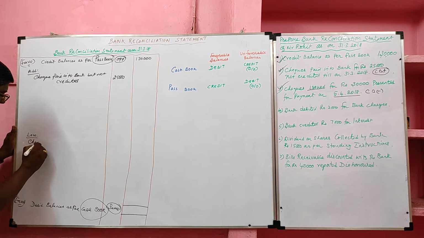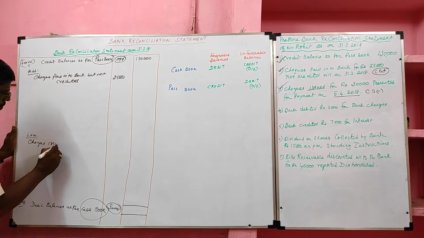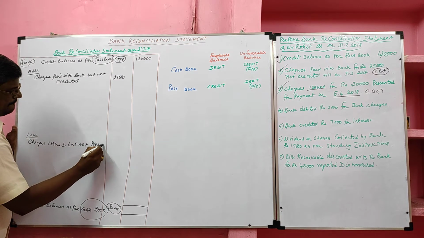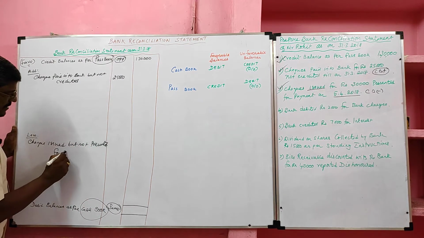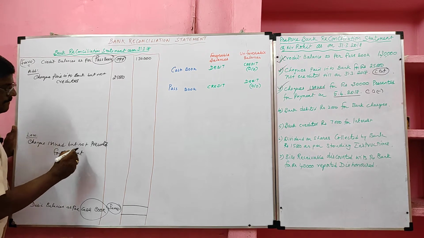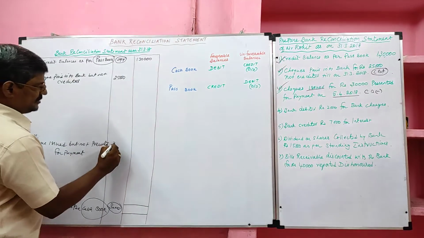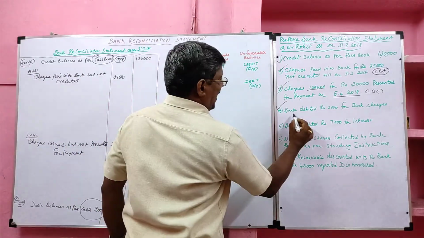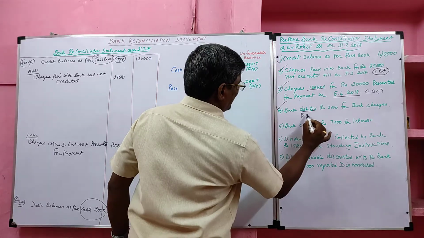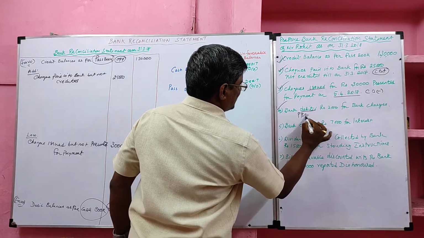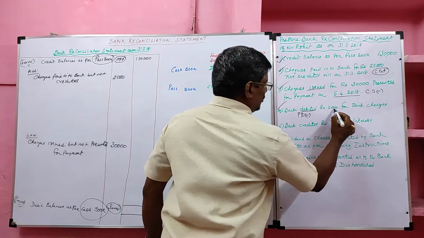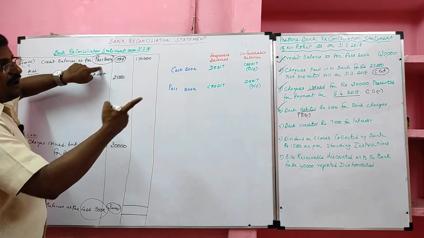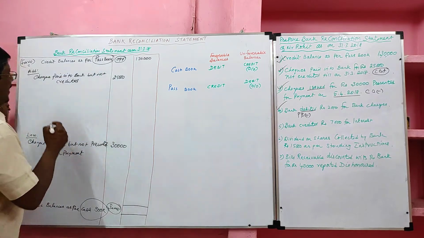Check issued but not presented for payment. Value of the check how much? 30,000. Next, bank debited. That means the transaction taken place in the passbook, it was deducted. How much? 2,000. For passbook we should give what? Opposite effect. Already it was deducted. Now we have to add.